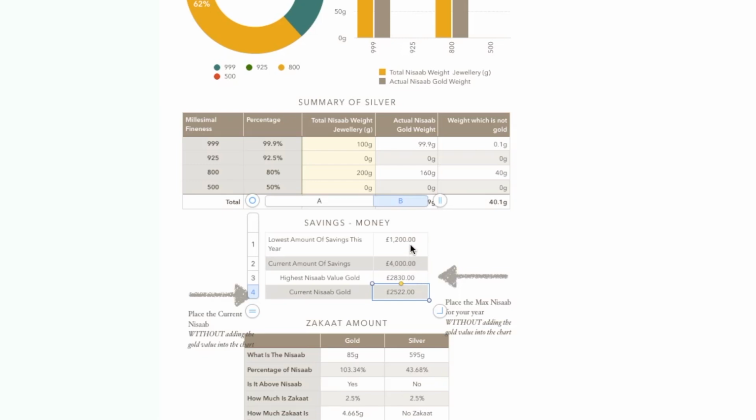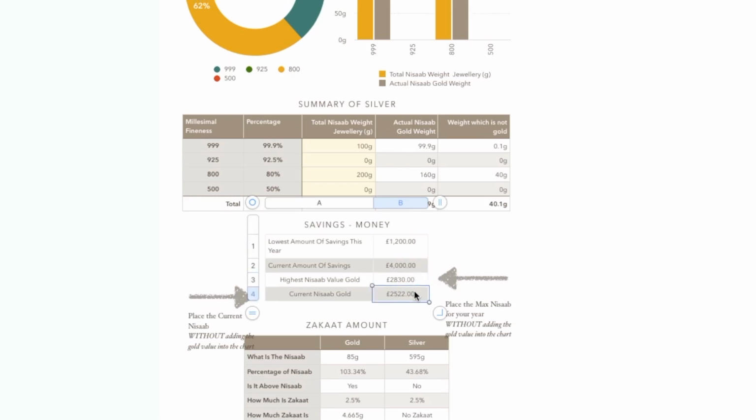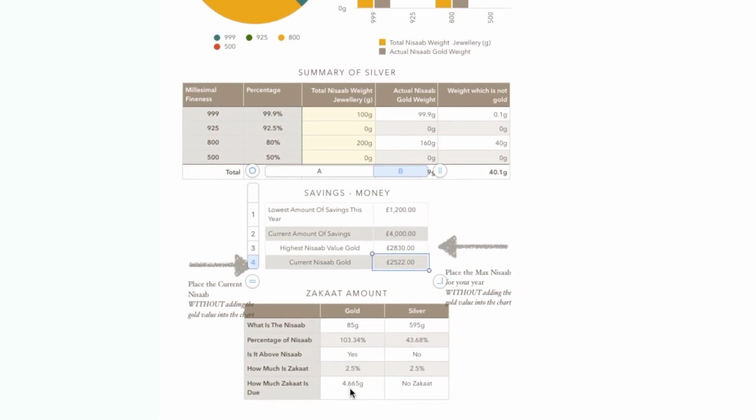All you would need to give us accurate results are the following bits of information. We need to know the lowest amount of money we've had in savings over about a year. For example, I put here £1,200. That was the lowest that was in my possession. Not my personal possession, but in my possession in this example. My current amount is £4,000. The highest Nisaab, we'll discuss a bit later on, was this amount, and the current Nisaab is this amount. Assuming these two are correct, once we put this data in, it will tell us whether we pay zakat or not.